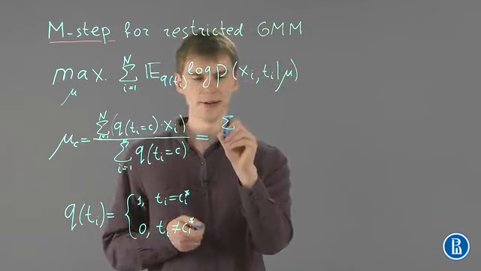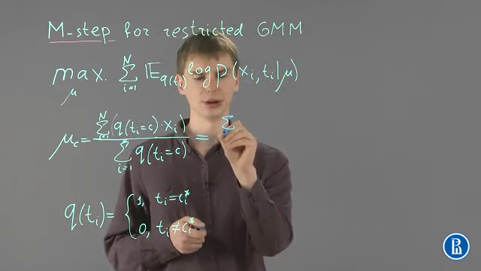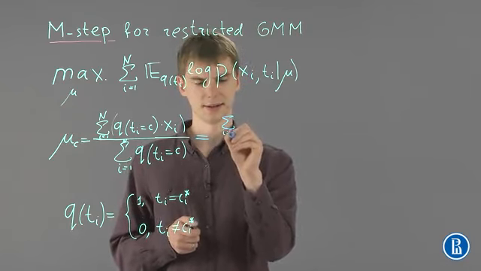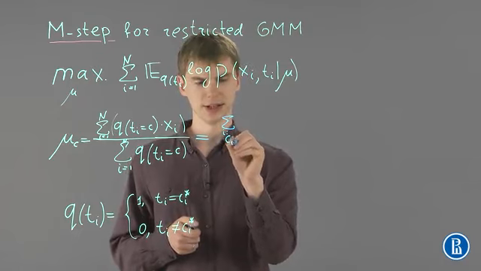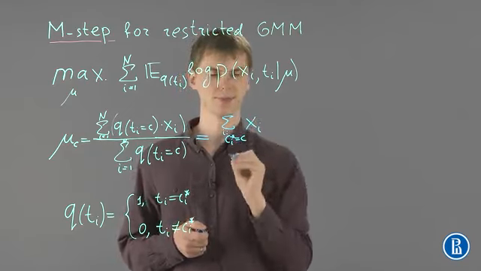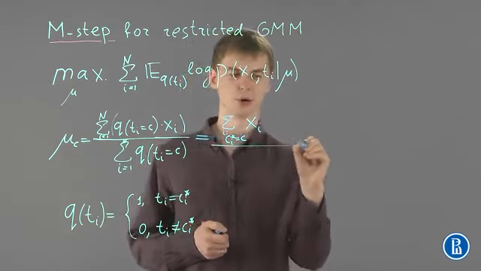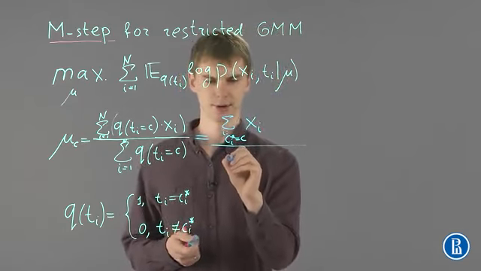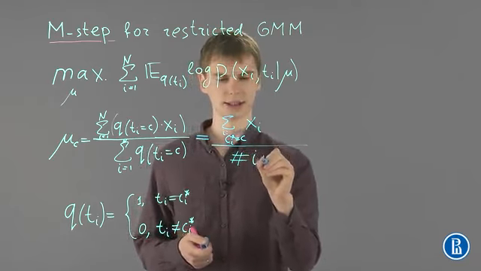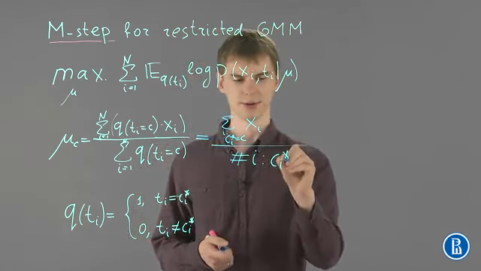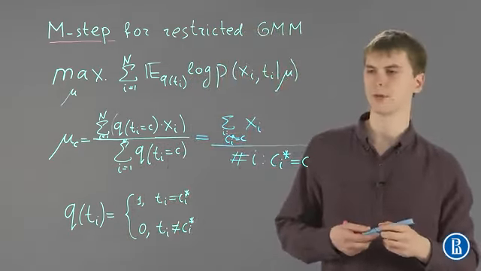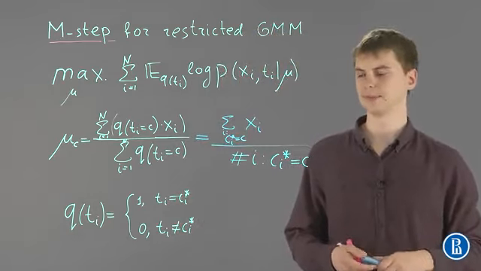We can say that this thing will be equal to the sum with respect to all objects from the Gaussian number C, so all i such that Ci star equals to C. We'll average these data points and divide them by the normalization, by the number of such data points. So it's the number of i such that Ci star equals to C. And this is exactly the formula for the k-means algorithm on the second substep.